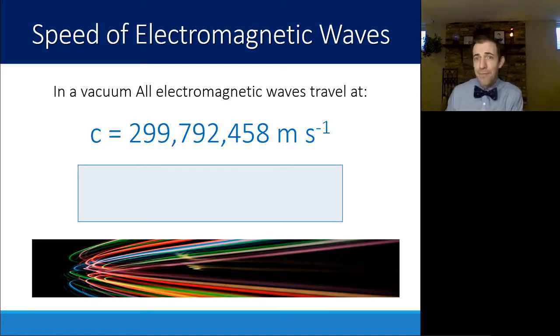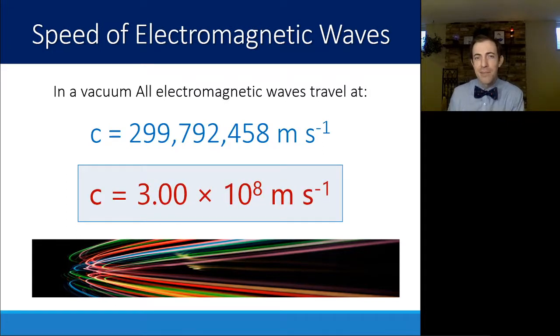In a vacuum, all electromagnetic waves, including light, travel at 299,792,458 meters per second. Now that is an incredibly precise measurement, way more precise than we're going to need in this class. So whenever we're going to be using the speed of light, we're going to round that to 3 significant digits. That's 3.00 times 10 to the 8th meters per second. That is an incredibly important number that we're going to use throughout this entire year, really.